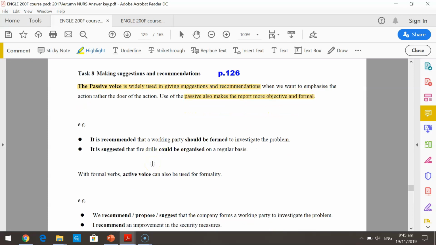So you can take a look at these two examples here. Number one, it is recommended that a working party should be formed to investigate the problem. Two, it is suggested that fire drills could be organized on a regular basis. So in these two sentences, modal verbs are used in the that-clauses to give suggestions, and should and could are always used to give advice on how to improve a situation.